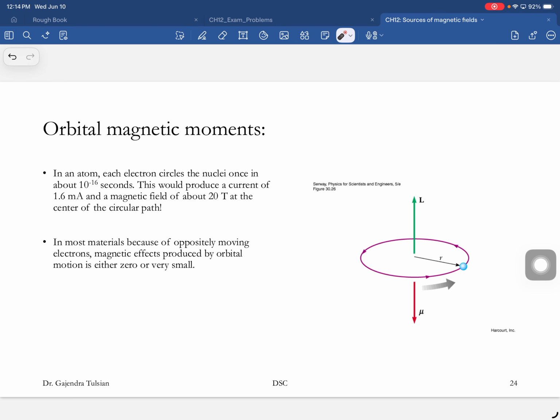Here's what I want to share with you. In an atom, each electron goes around the nucleus in 10 to the minus 16 seconds. This is one of the orbitals you can think of. This would produce a field of 20 Tesla at the center of the nucleus. A single electron would produce a field of 20 Tesla. What is the strongest field we made? 100. Some 100 Tesla. Very good, my friend. I almost gave you $1.